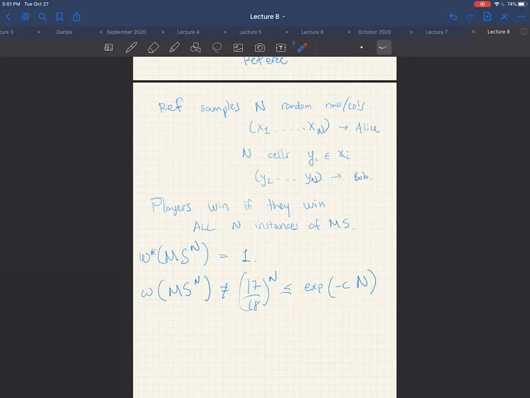So I claim that for the single copy of the game, they can do 17 over 18. And if they just naively play n copies of those independently, then really their winning probability is this. But I claim, without proof, that there actually is a classical, deterministic strategy that allows them to win with probability that's actually bigger than this. But they cannot beat this exponentially decaying bound.